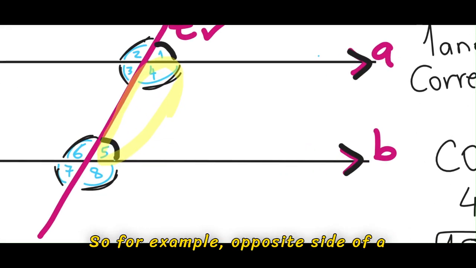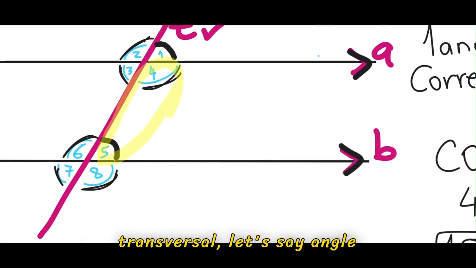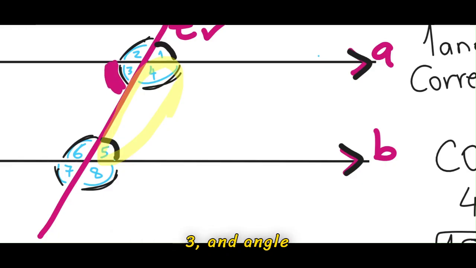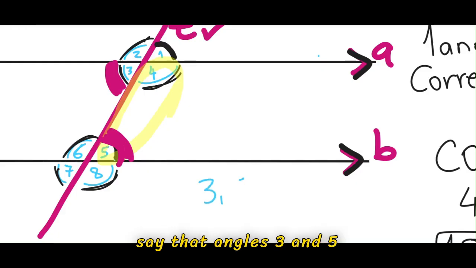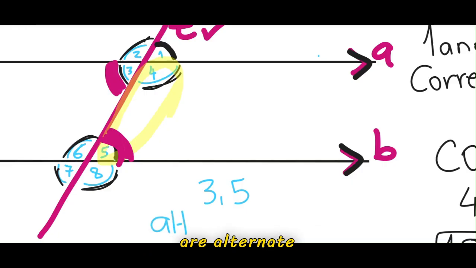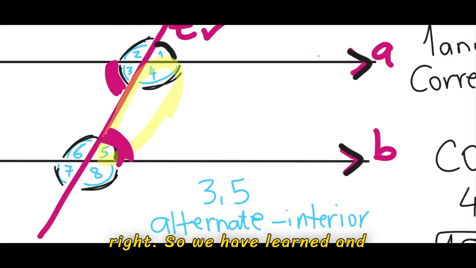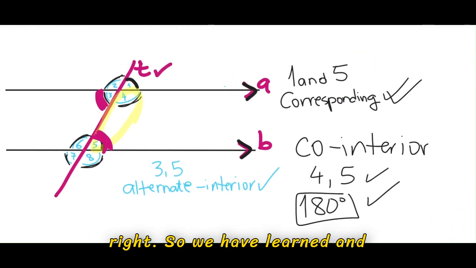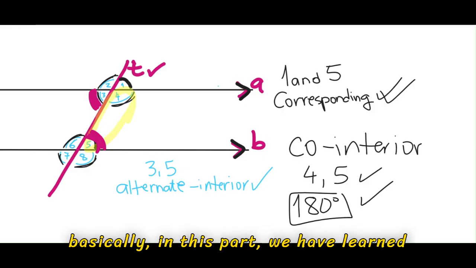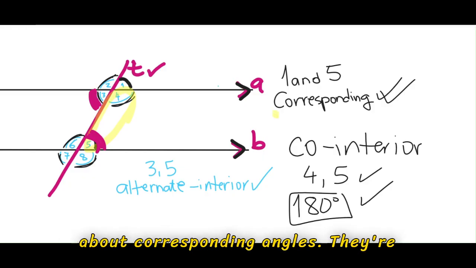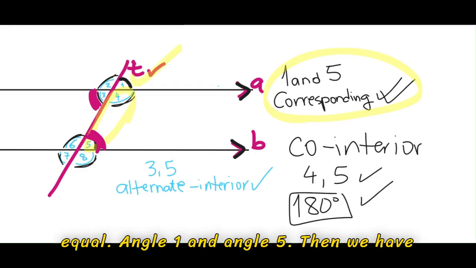So for example, opposite side of a transversal, let's say angle 3 and angle 5 are on opposite side of a transversal. So we say that angles 3 and 5 are alternate interior angles. All right. So we have learned, and what do we know about alternate interior angles? They are also equal. So basically, in this part, we have learned about corresponding angles. They're equal, angle 1 and angle 5.